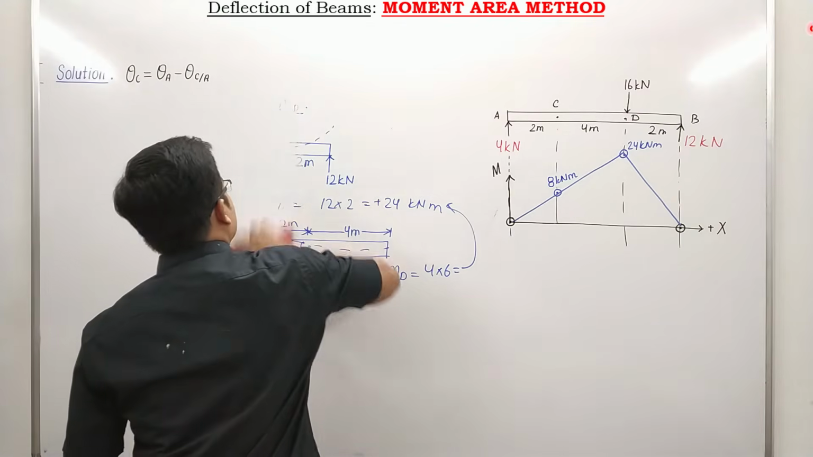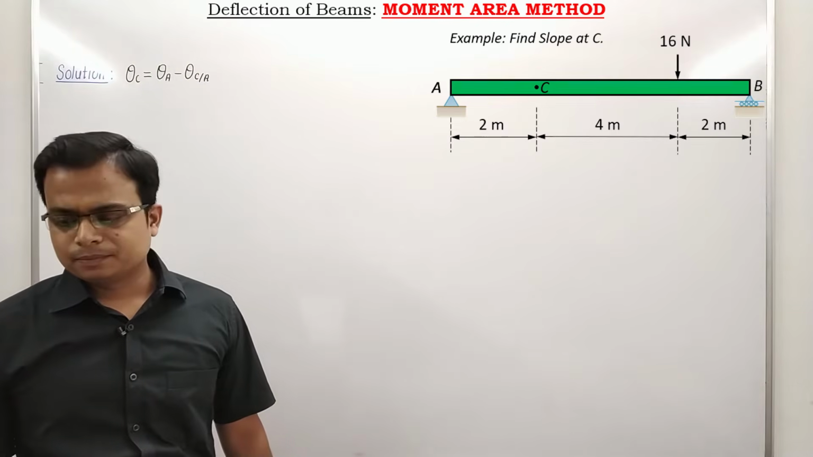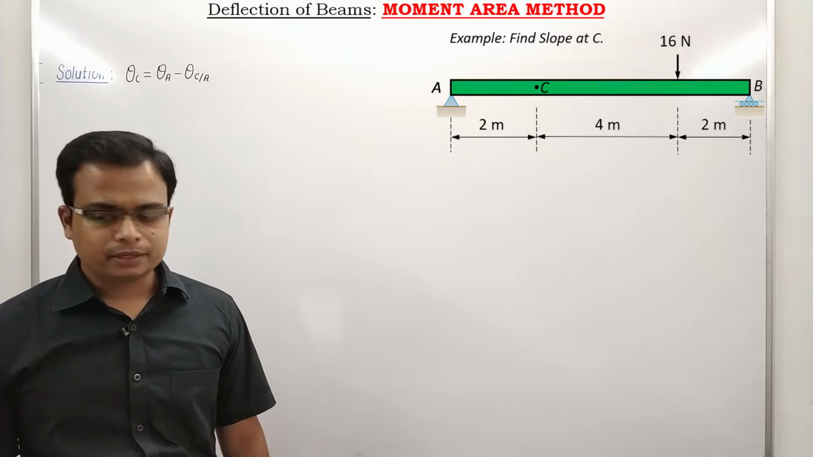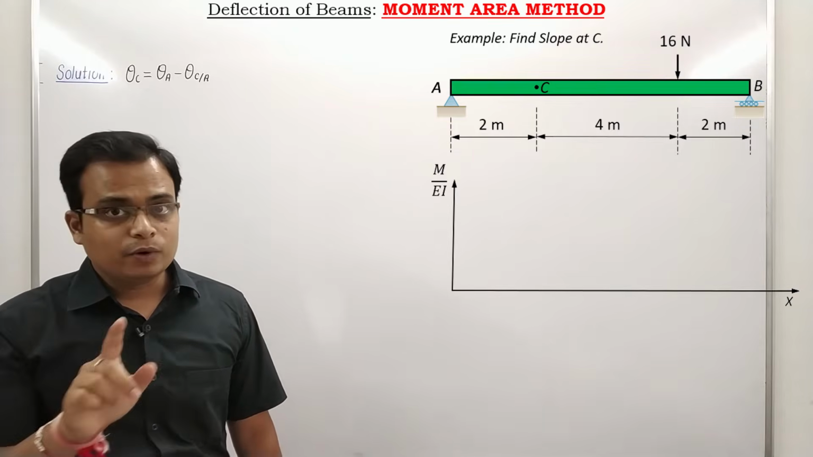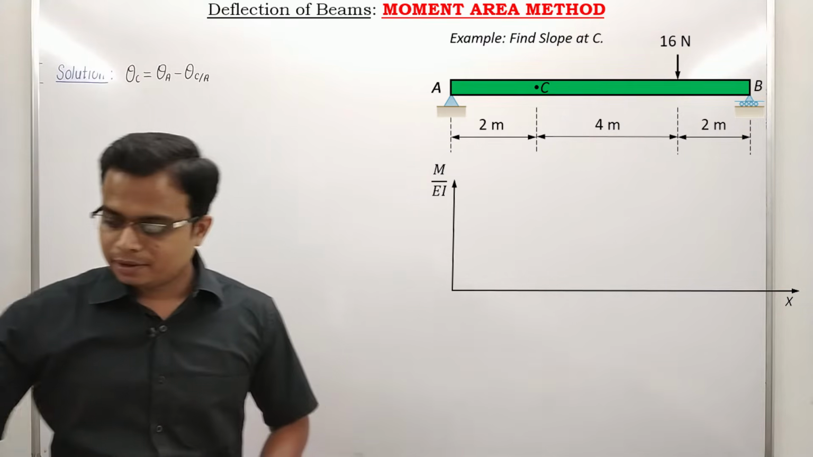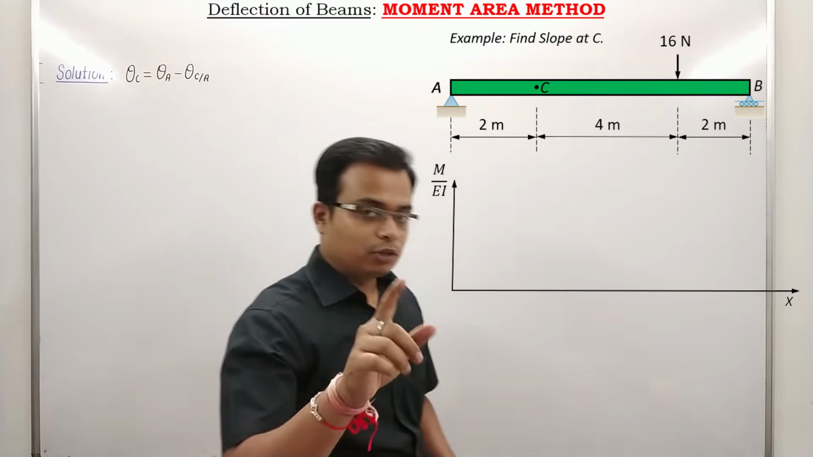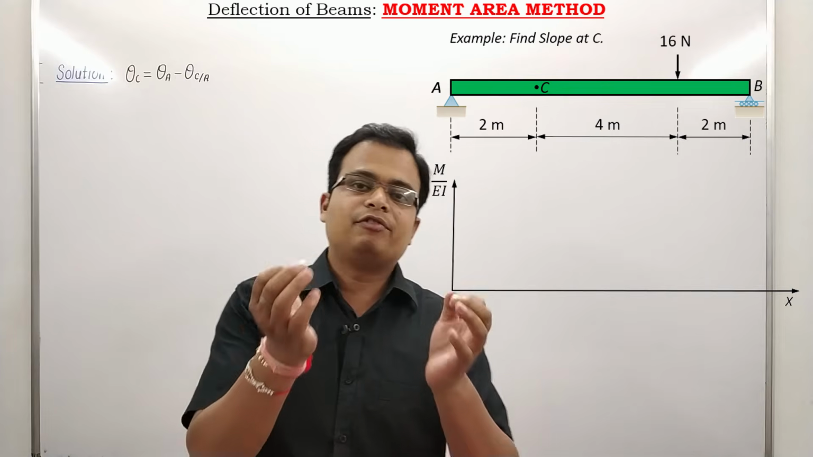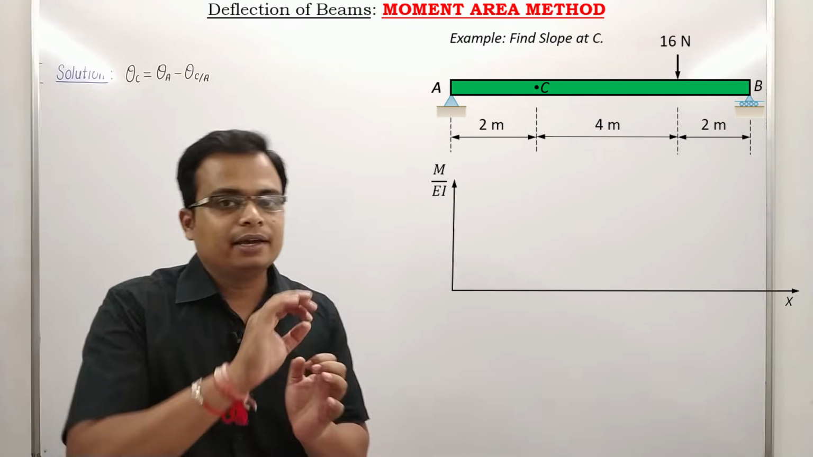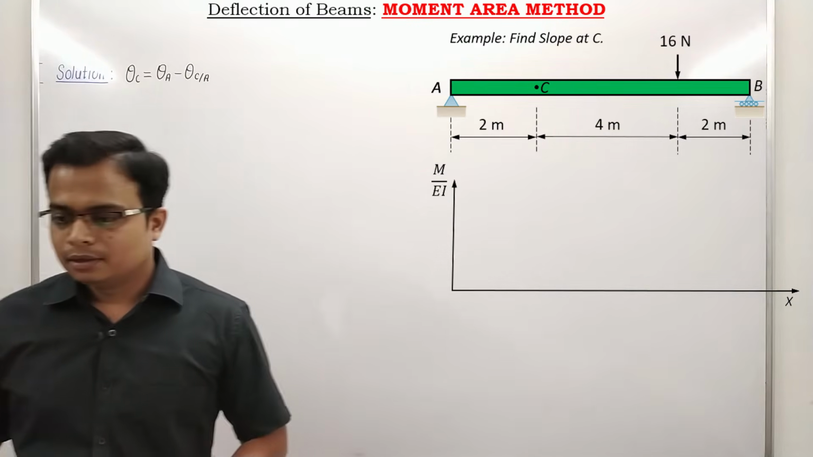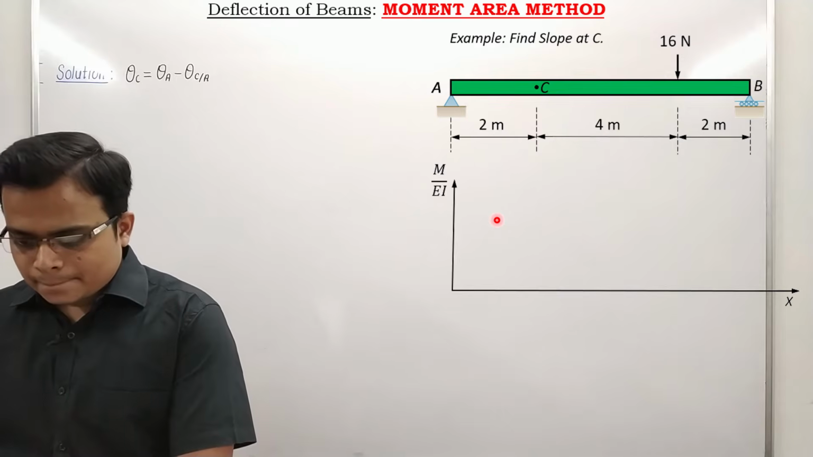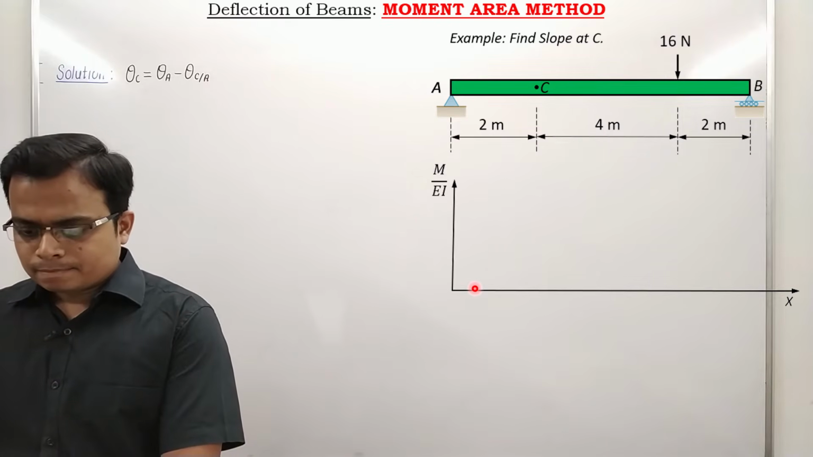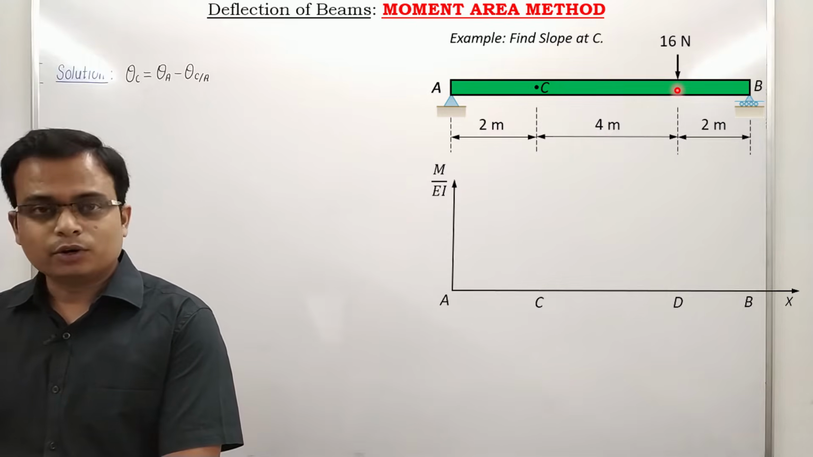Let's go ahead. Just take a look at this beam, right? M over EI diagram. This is the M over EI diagram, not the bending moment diagram. But they are going to be the same, because every bending moment value has to be divided by EI. It's that simple. Here this is point C, that's point D. I forgot to write it down.